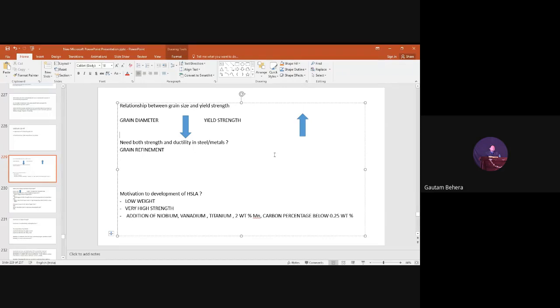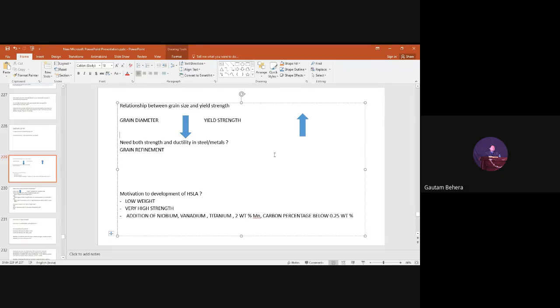Do you have a better understanding, or shall I repeat the answer to this one, a little bit more elaborately? I'm talking about high strength low alloy steel. Have you understood the significance of high strength low alloy? The alloying addition is very minimal, but we are getting very high strength. The weight is very minimal, but we are getting very high strength.